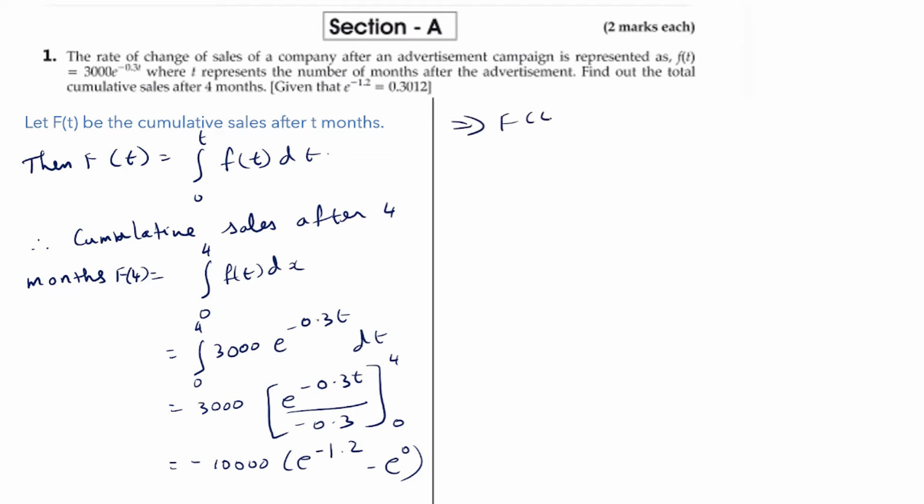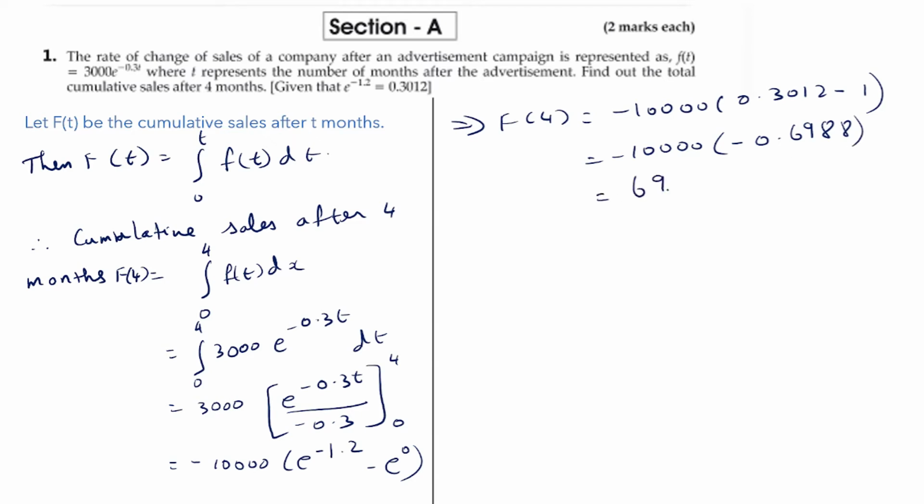So from this we get minus 10,000 into e raised to minus 1.2, which is given as 0.3012, minus e raised to 0, which is 1. So it is minus 10,000 into minus 0.6988, or this is equal to 6,988 units. So the cumulative sales after 4 months is 6,988 units.